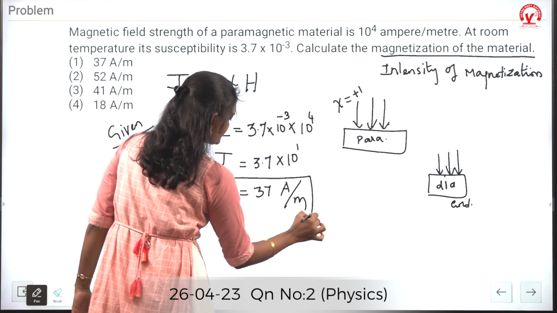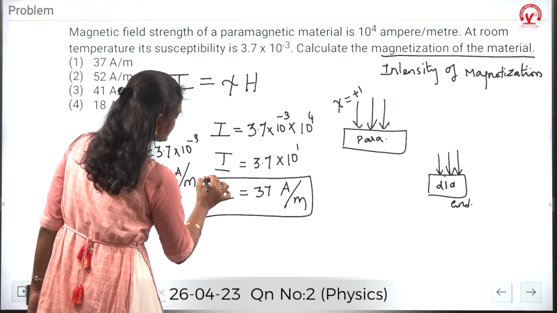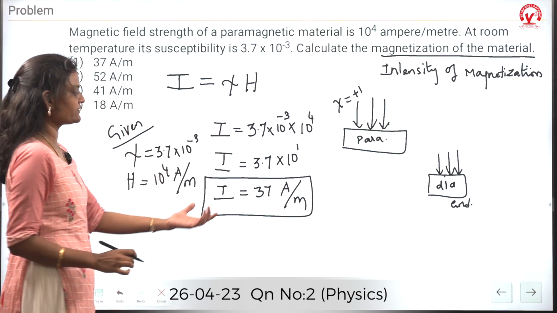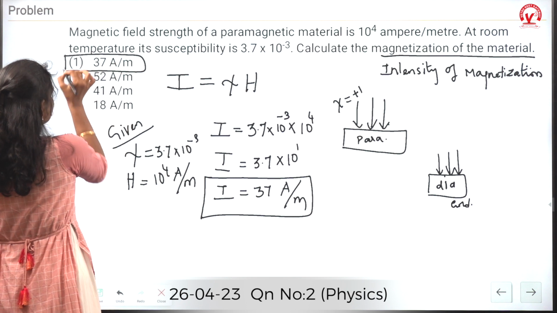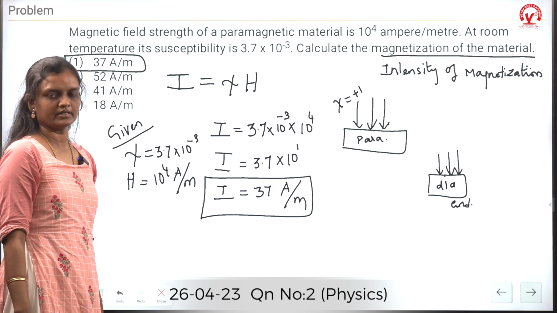So the intensity of magnetization, or magnetization of a material, is 37 ampere per meter. So option 1 is the correct one, 37 ampere per meter.